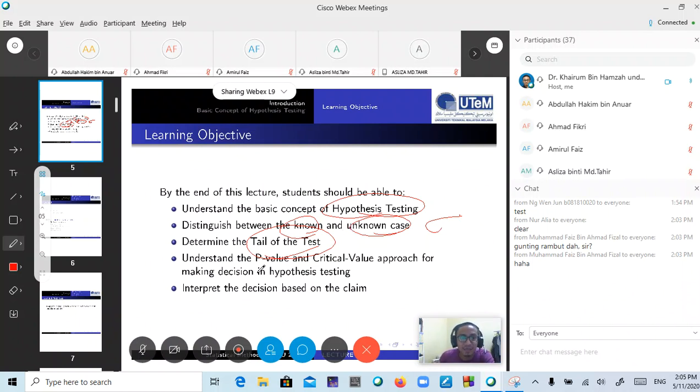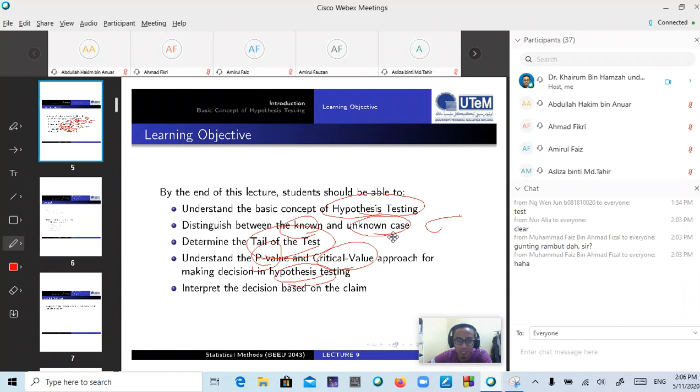Then understand the p-value and critical value approach. In order to solve hypothesis testing, we have two methods. The first method is the p-value approach. The second method is the critical value approach. So how to use the p-value and how to use the critical value approach, and last but not least, interpret the decision based on the claim. After you have the decision, you can make a conclusion, because you have a long method.